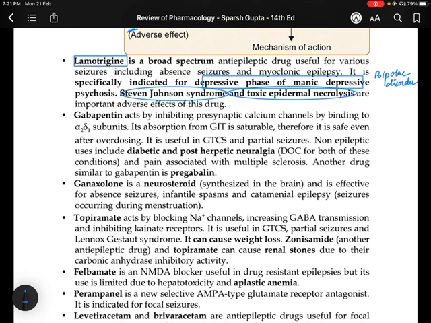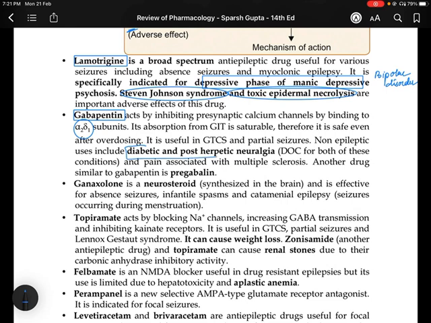Now gabapentin, it inhibits presynaptic calcium channels by binding to the alpha 2 delta 1 subunit. Its absorption from GIT is saturable, therefore it is safe even after overdosing. So gabapentin is okay with overdosing. So it is useful in GTCs and partial seizure. Non-epileptic uses include diabetic and post-herpetic neuralgia.